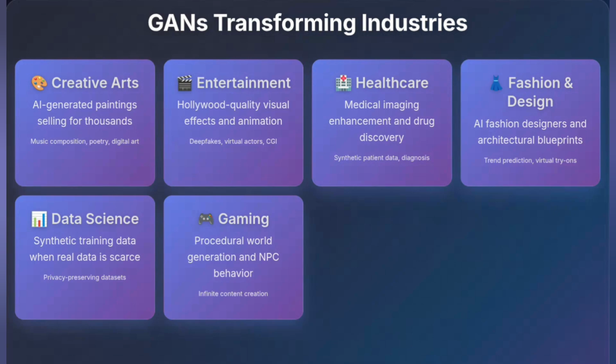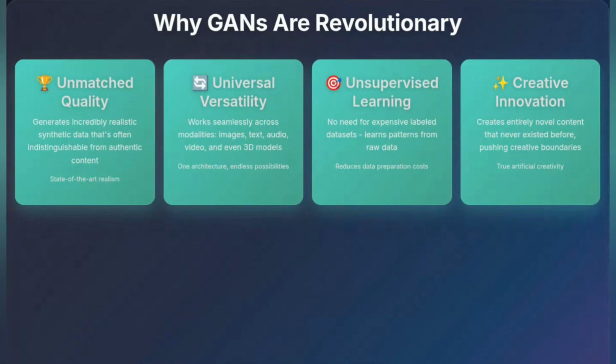For machine learning practitioners, GANs are incredible for data augmentation, creating more training data when you don't have enough. Why are GANs so revolutionary? Let me count the ways. First, the quality is unmatched. GANs produce incredibly realistic synthetic data that's often indistinguishable from real data.